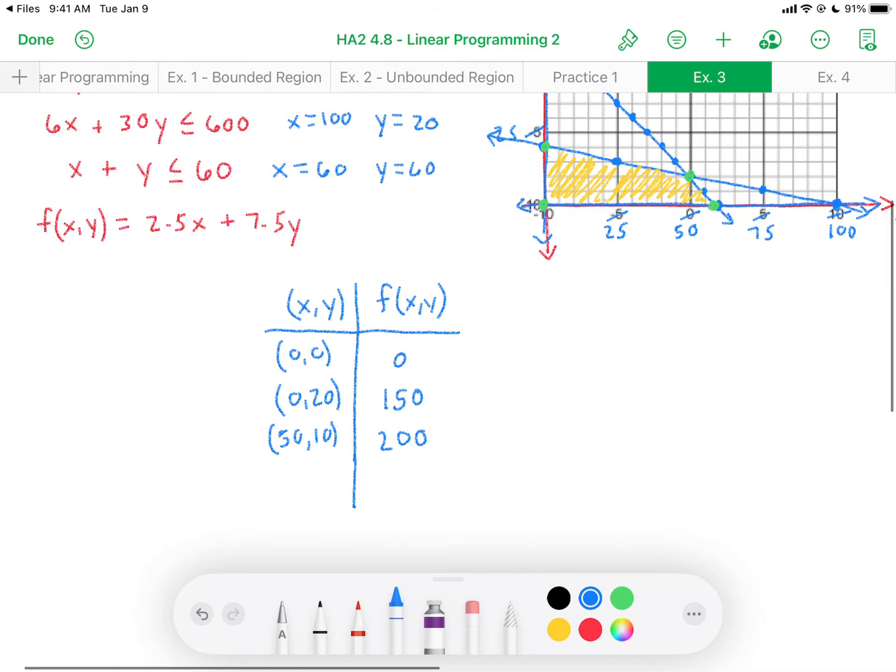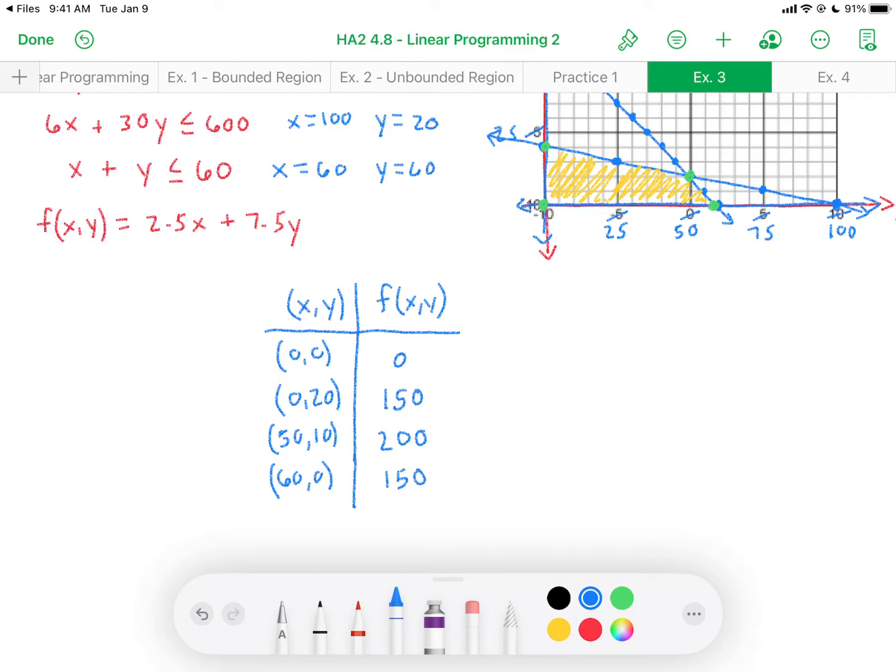And then lastly, final vertex is that x-intercept over on the bottom right there, which is (60, 0). Let's see, so 60 times 2.5. I'll take 60 and double it to 120. Half of 60 is 30, so that's going to be 150.